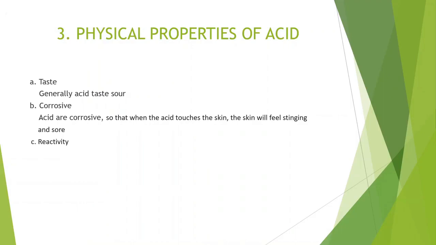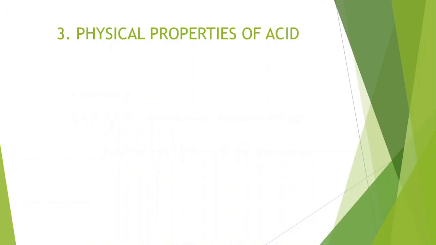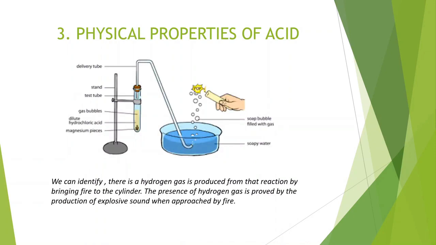Reactivity. Acid reacts quickly with metals like zinc, magnesium, and iron by producing hydrogen gas. In this picture, we can identify that hydrogen gas is produced from the reaction by bringing fire to the cylinder. The presence of hydrogen gas is proved by the production of an explosive sound when approached by fire.